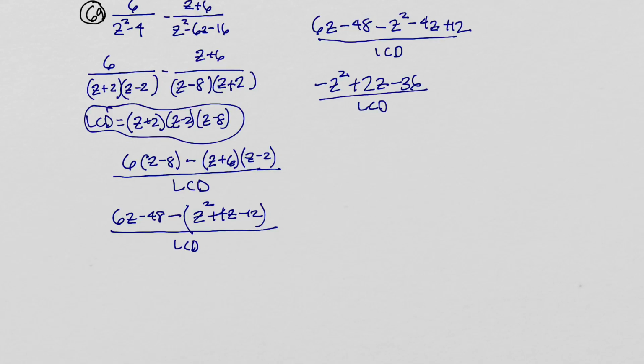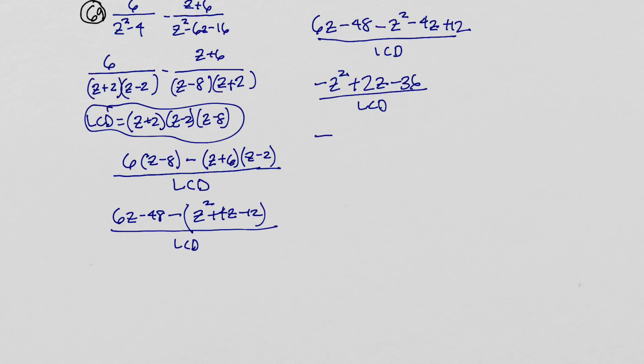Now, we have to at least try to factor this numerator. So let's give this a try. Factor it. Now, the first term in the group is negative. So what I'm going to do, first of all, is take a negative out of here. It makes it a little easier to factor when the quadratic is positive. Now, if I take a negative out, it's going to change all of these signs. So z squared minus 2z plus 36, all of that over the LCD.